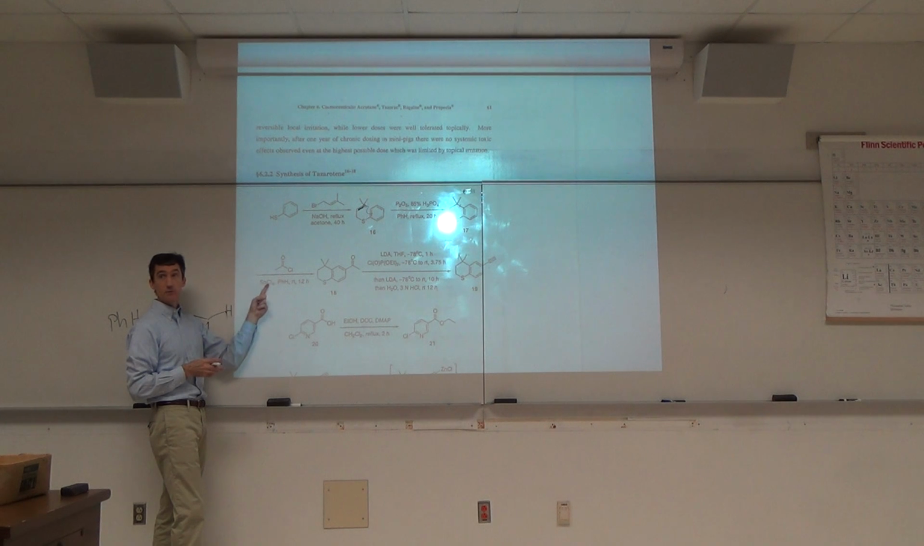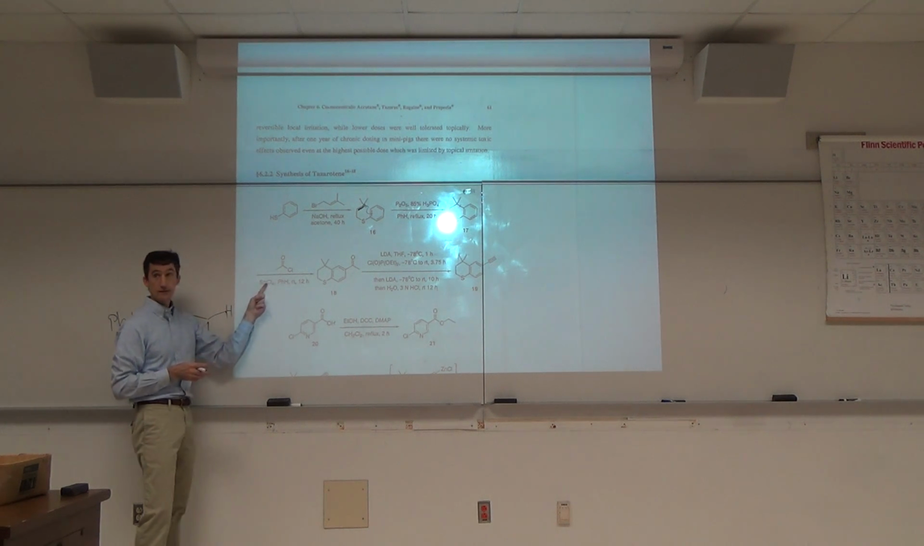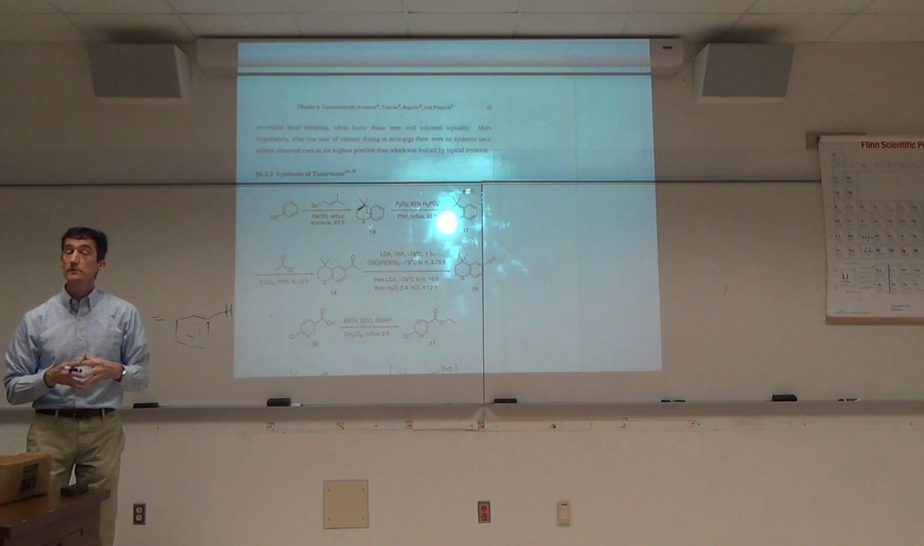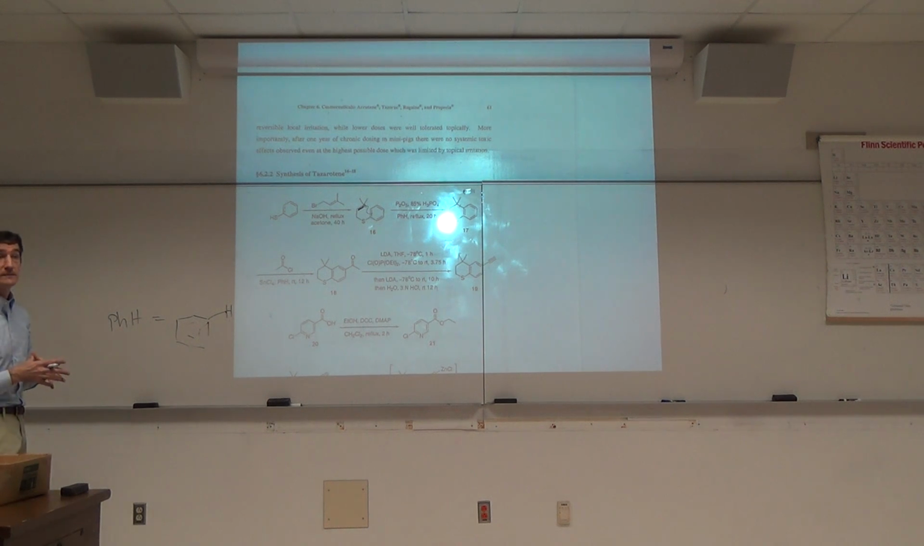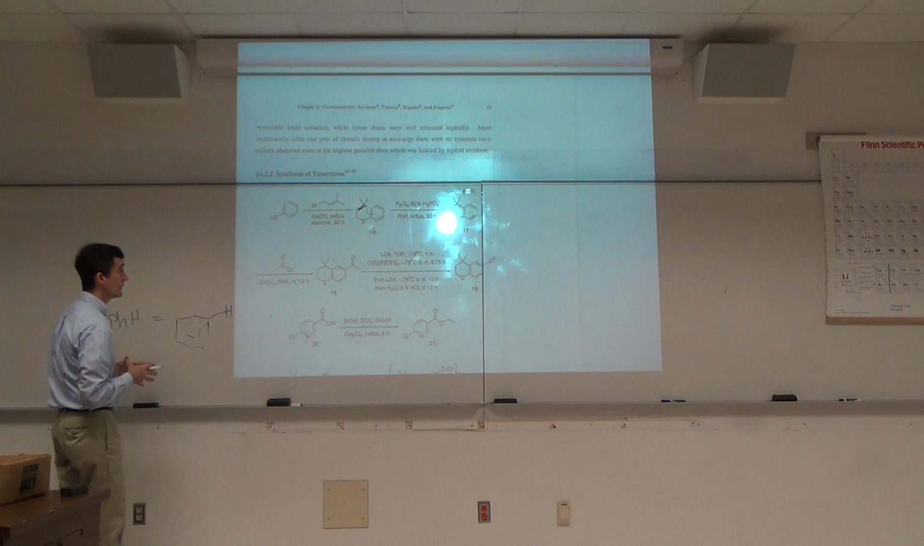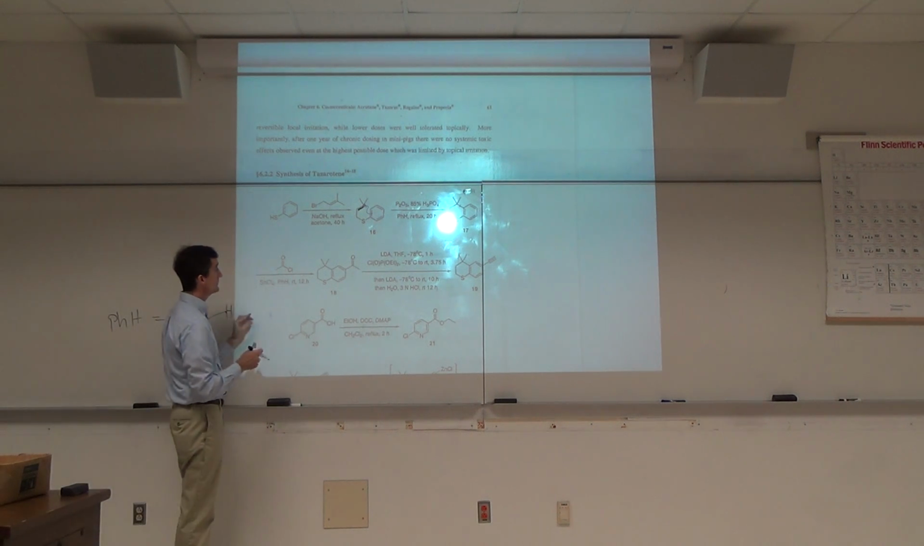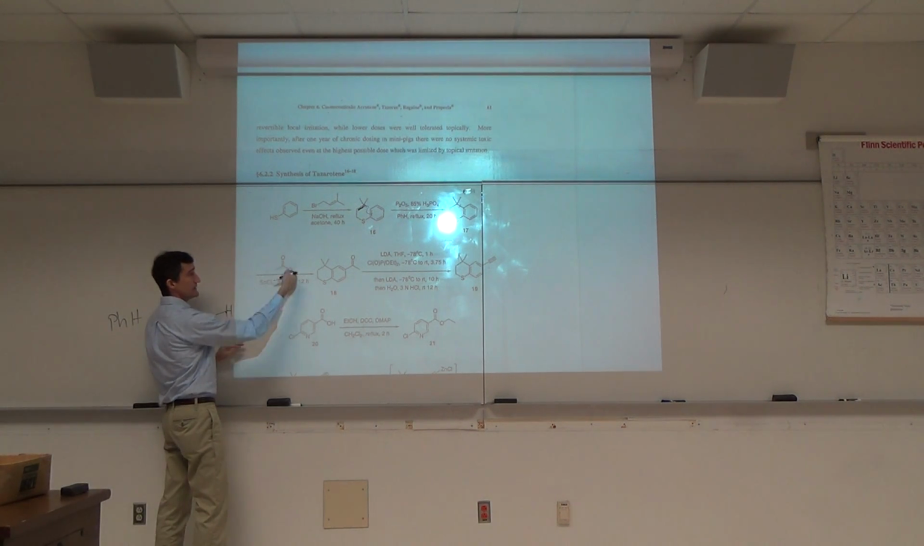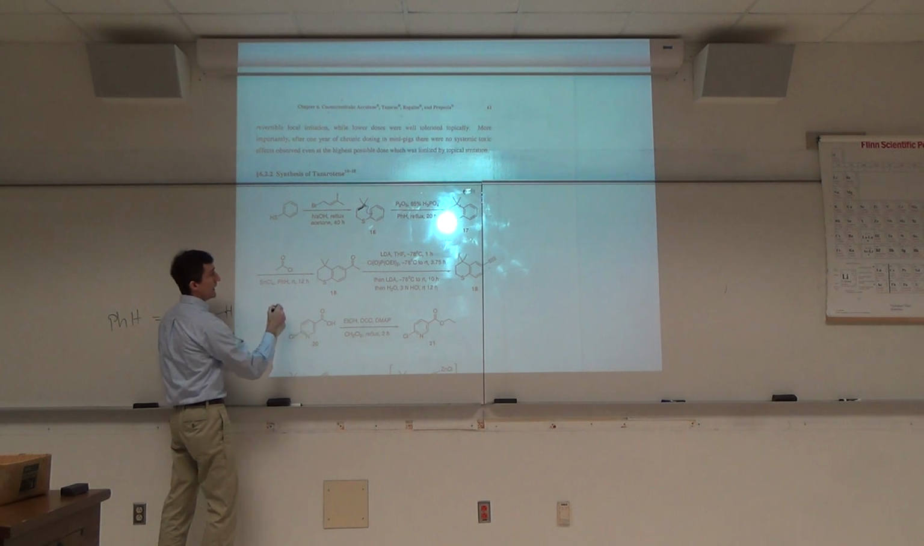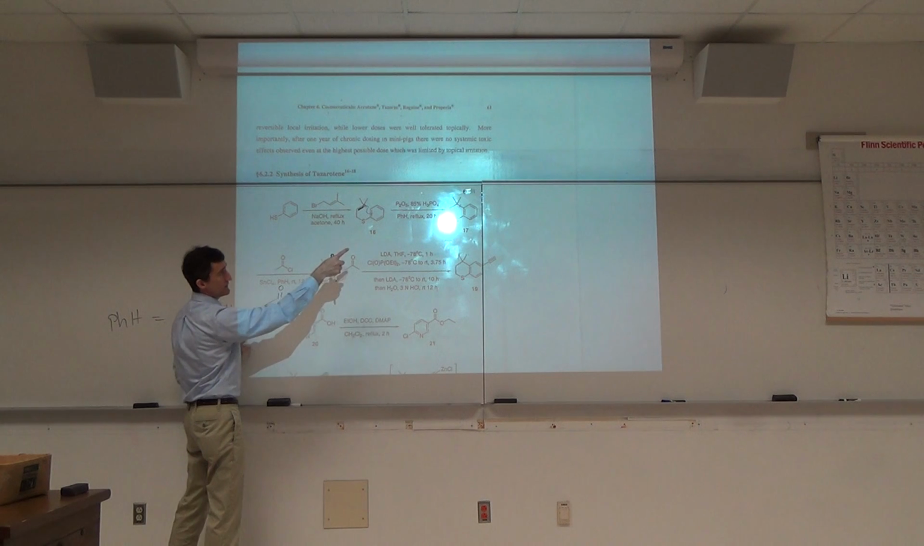Tin tetrachloride is a Lewis acid. It's not as strong as aluminum trichloride, but tin tetrachloride is a common Lewis acid. With benzene, they get complexation and ionization, and so they're making the acylium ion and the ring.